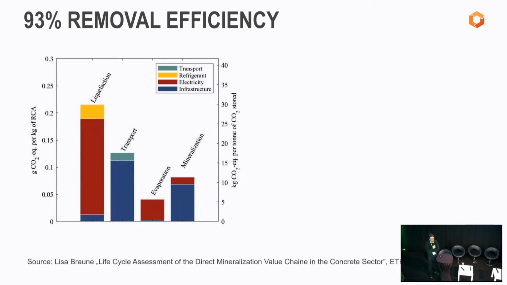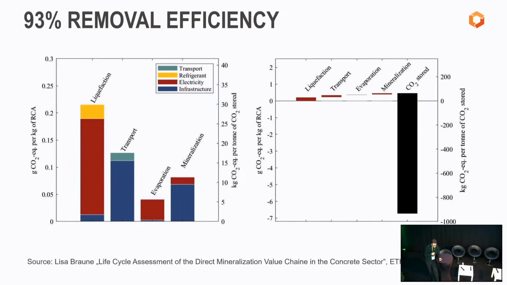So that's basically the largest emission within the process. Then we have some parts from the concrete, and a minor part is the mineralization. So in total, when we go to the voluntary carbon market, we have a net balance. With every ton of CO2 stored, we can sell 930 kilograms on the voluntary carbon market, which is quite an efficient process actually.